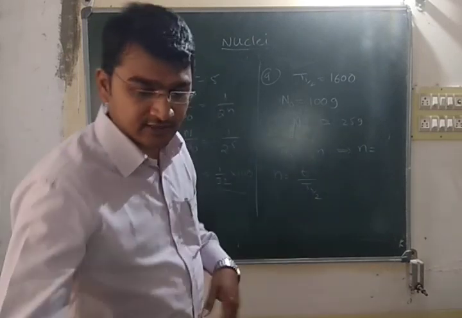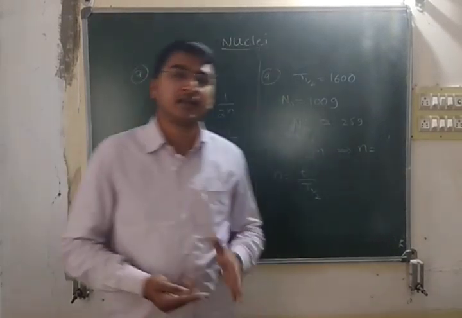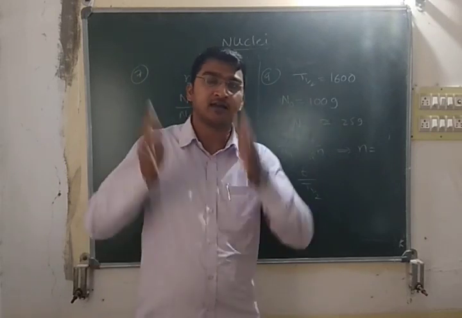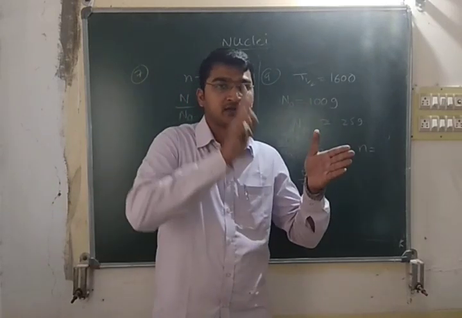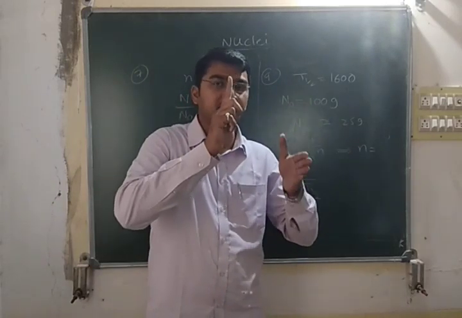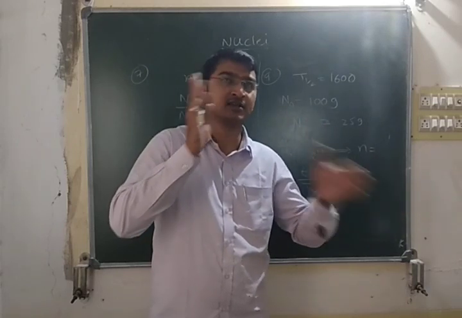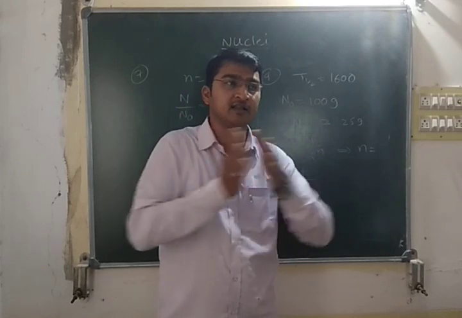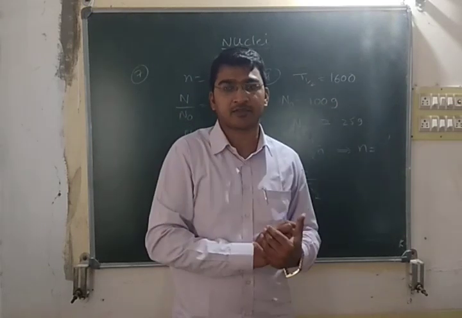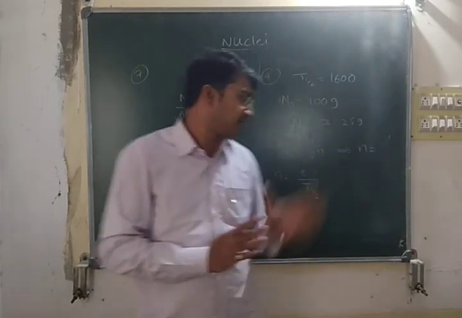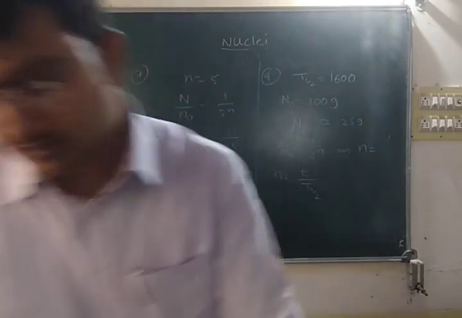And no need to do even this in this type of easy question. Initially they gave 100 grams. 100 becomes 50 grams after one cycle. 50 grams becomes 25 grams after 2 cycles. So 2 cycles means 1600 years for 1 cycle and 1600 years for the other cycle. Total 3200 years. Okay, so that is about nuclei.